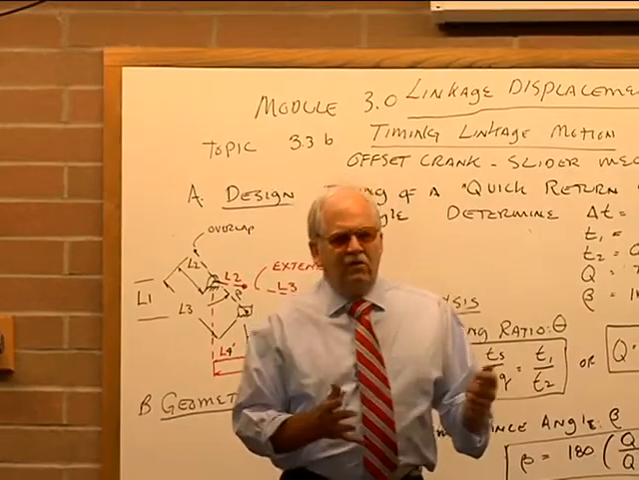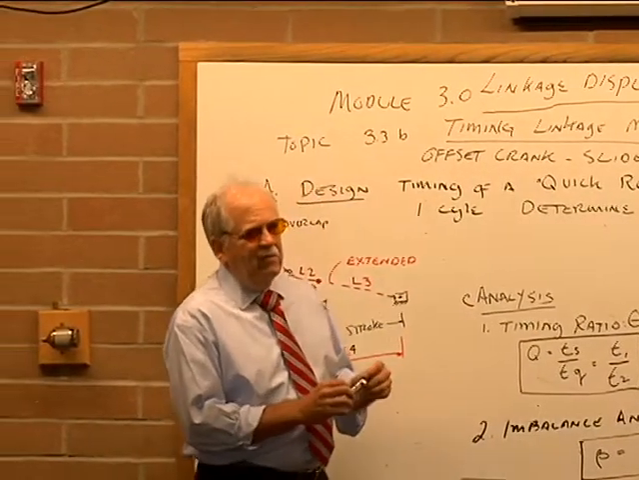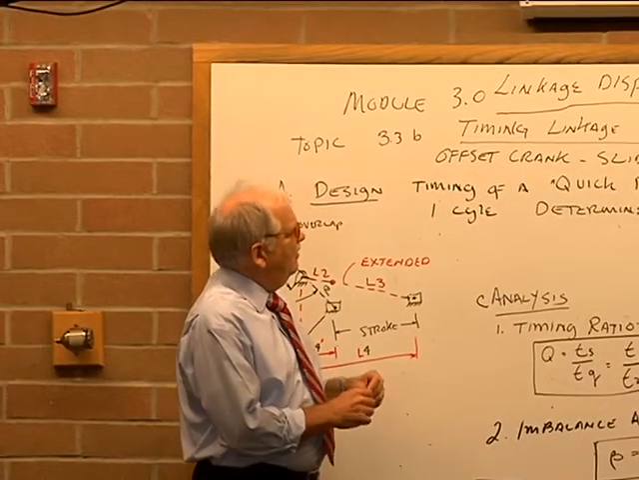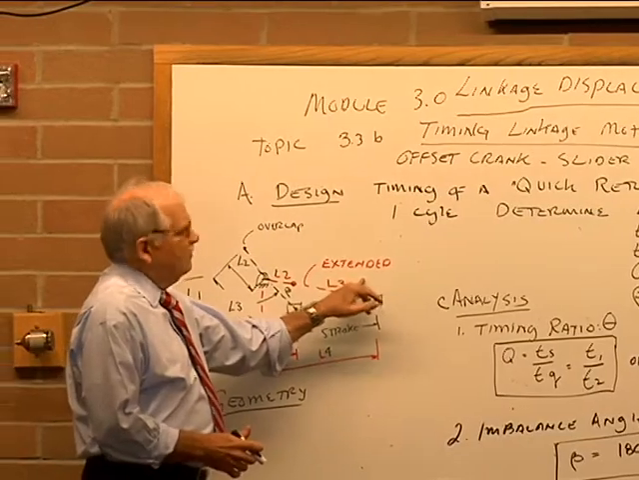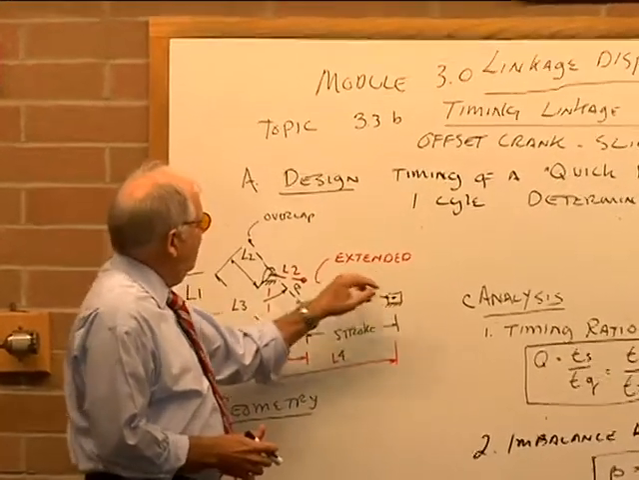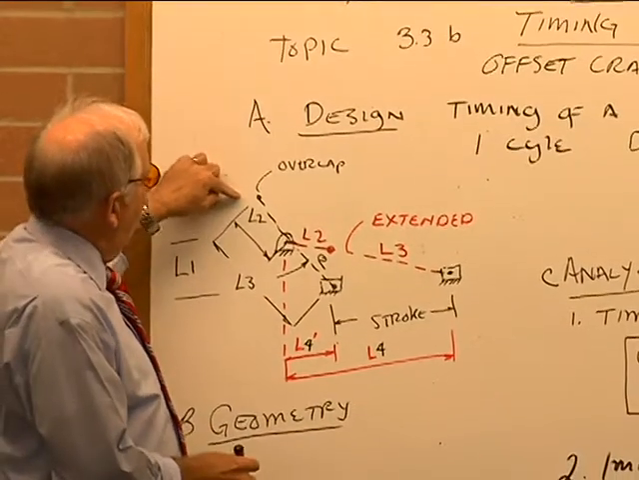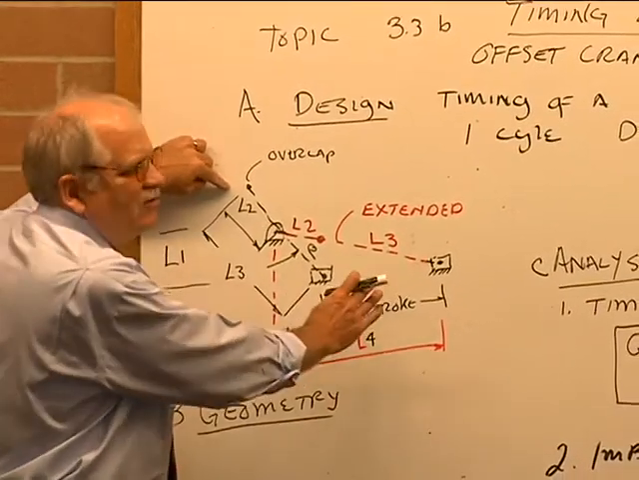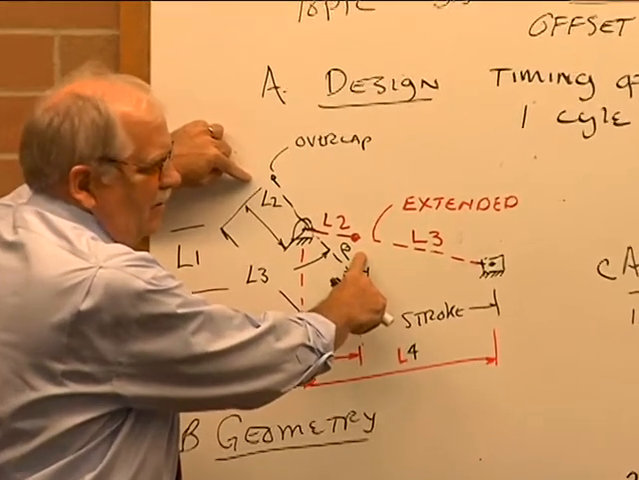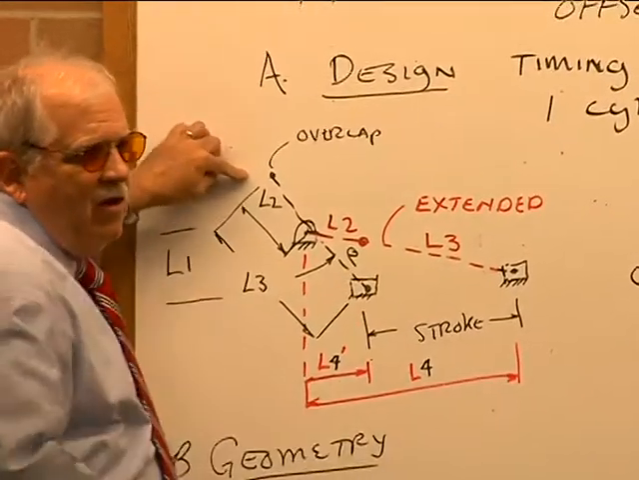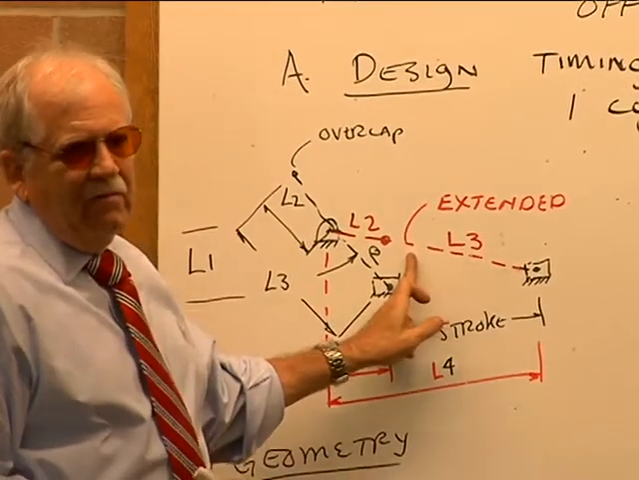Let's continue our discussion of the timing for offset crank slider mechanisms. In this case, if we understand the basic concepts of the link 2 and 3 being either extended or overlapped, then looking at this geometry, we can see that if those two positions are placed on the same drawing, there is an angle between the two positions.